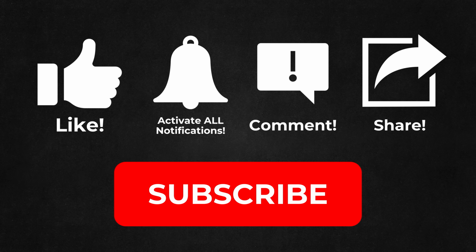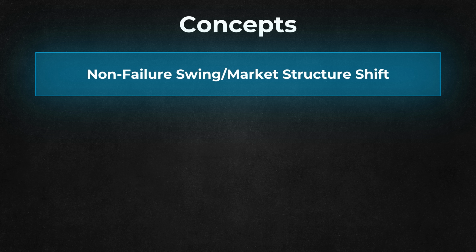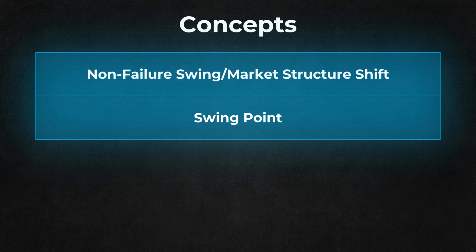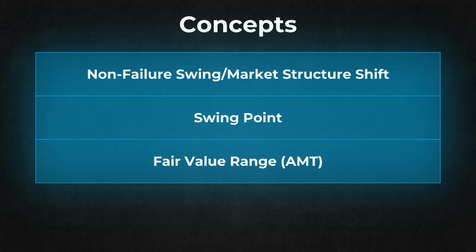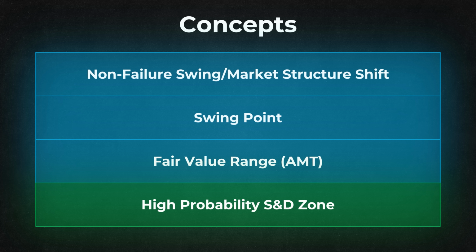So the concepts we're going to use are the non-failure swing, also called market structure shift by some, the swing point, and the idea of fair value price range, which emerges from Stoudemire's auction market theory. This will lead to a high probability supply or demand zone, as you'll see. Let's break each concept down one by one, and then I'll show you the full strategy with examples right after.